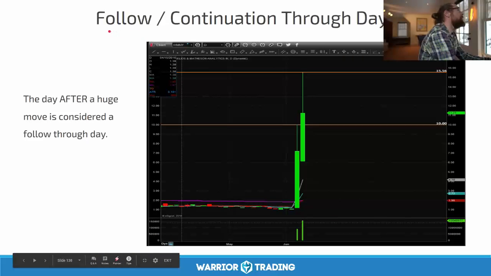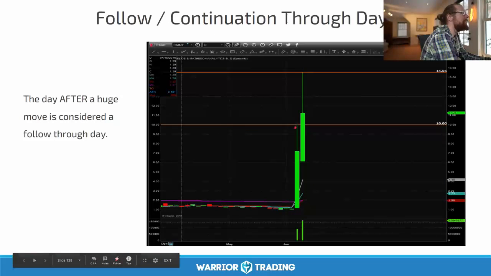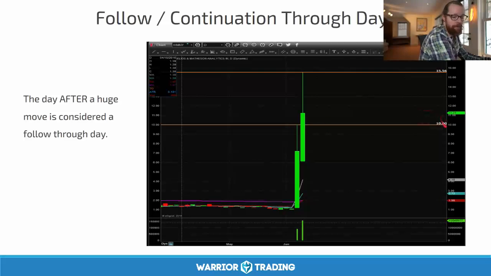So the follow and continuation days, this is an expression that you'll hear me use, and it's when we're looking at a stock breaking the previous day's high. So this stock made a big move on this day, and then on the next day, it broke through $10, which was the previous day's high. That breakthrough of the previous day's high is what we would call continuation and/or follow-through, interchangeable expressions.